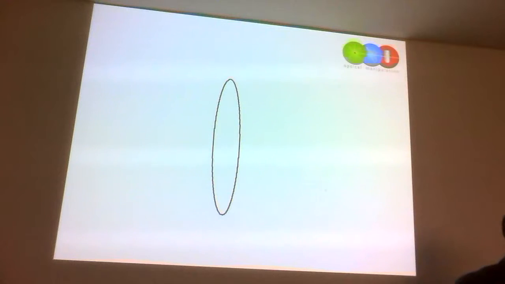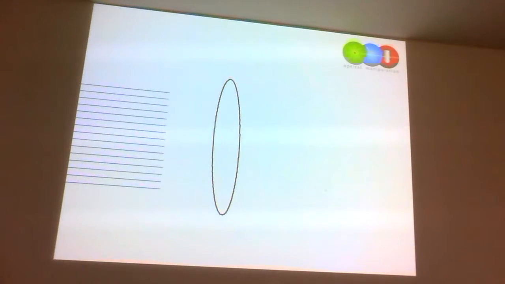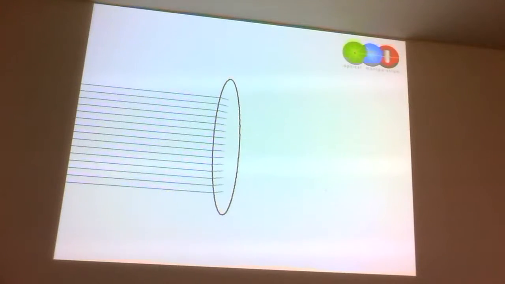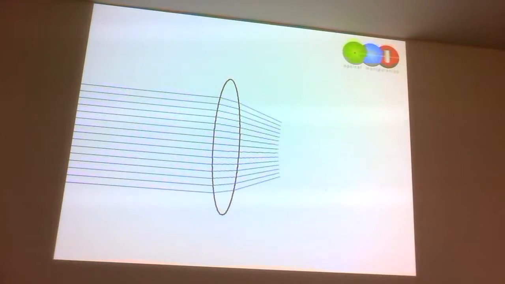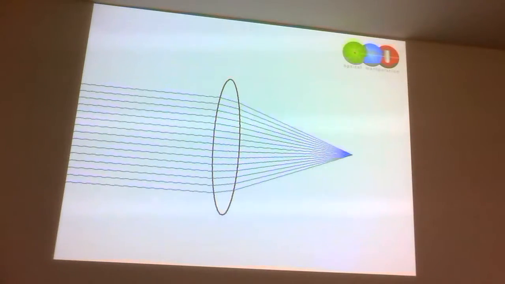Now I'm going to give you the little cartoon that explains the next 30 minutes, so you can just watch this and you can understand this as well, right? So, here's a lens. It focuses light to a spot. Everybody happy with that, right? Good. That's the ray optics picture.